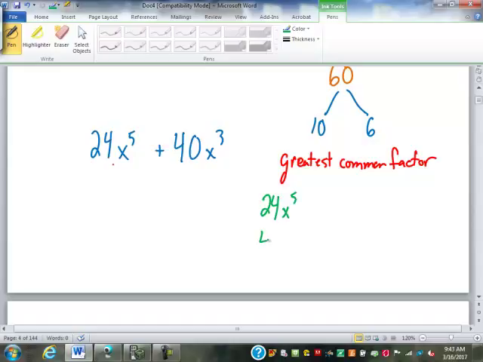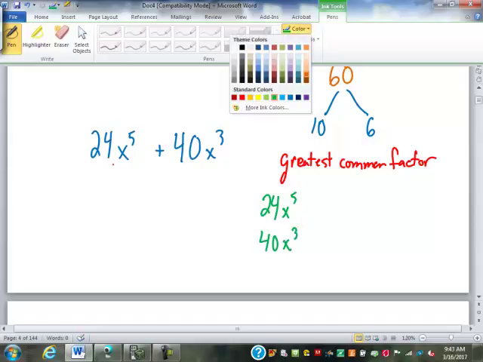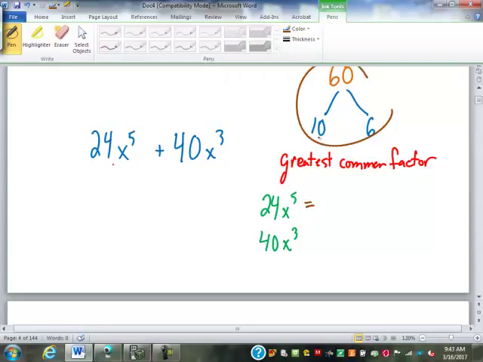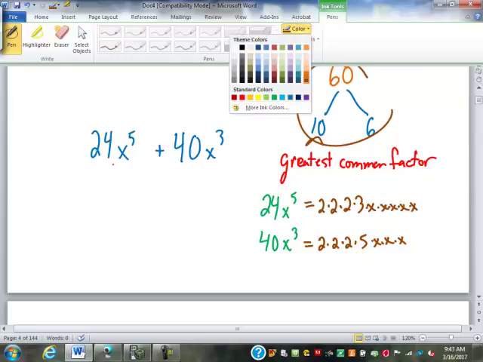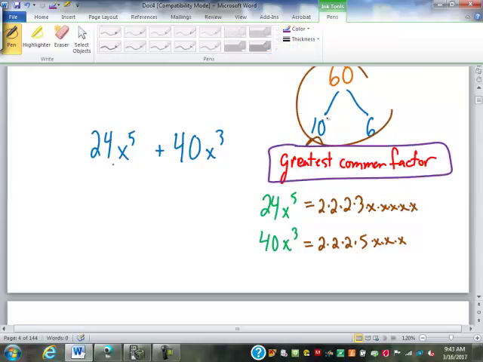So 24x to the 5th and 40x to the 3rd. If I factor 24, doing this factor tree, and I keep going to break it down, 24 would be 2 times 2 times 2 times 3. X to the 5th, that's 5 x's. 40 is 2 times 2 times 2 times 5 if we factor it out. And x to the 3rd is 3 x's. The greatest common factor is found by finding all of the common factors and then combining them.